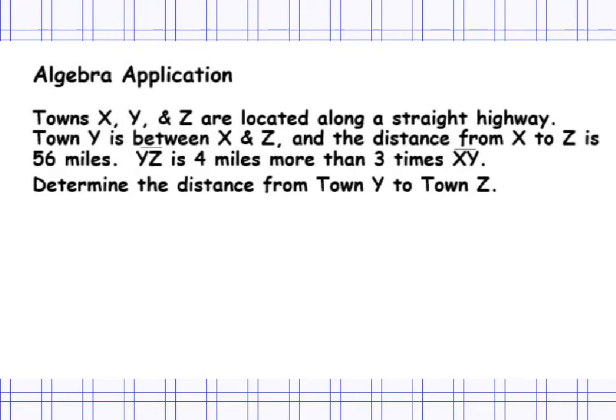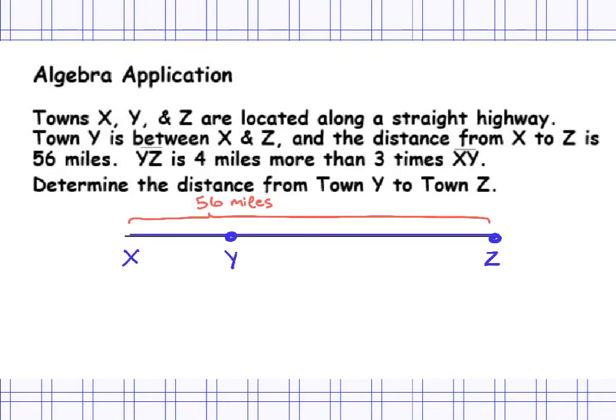So our best approach to this problem is to draw a picture. So I'd like you to take a moment and reread this problem and draw a picture that corresponds with the problem. So as you can see, I labeled towns X, Y, and Z with Y in between X and Z, and the distance from X to Z is 56 miles.